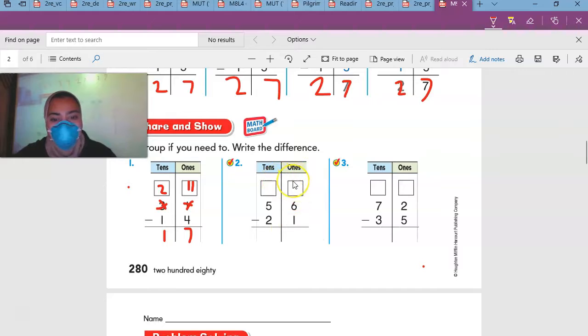Why did they put the boxes here? Because they're trying to trick you. 6 take away 1 is 5. You don't have to regroup. And 5 take away 2 is 3. Did I have to use any of these boxes?